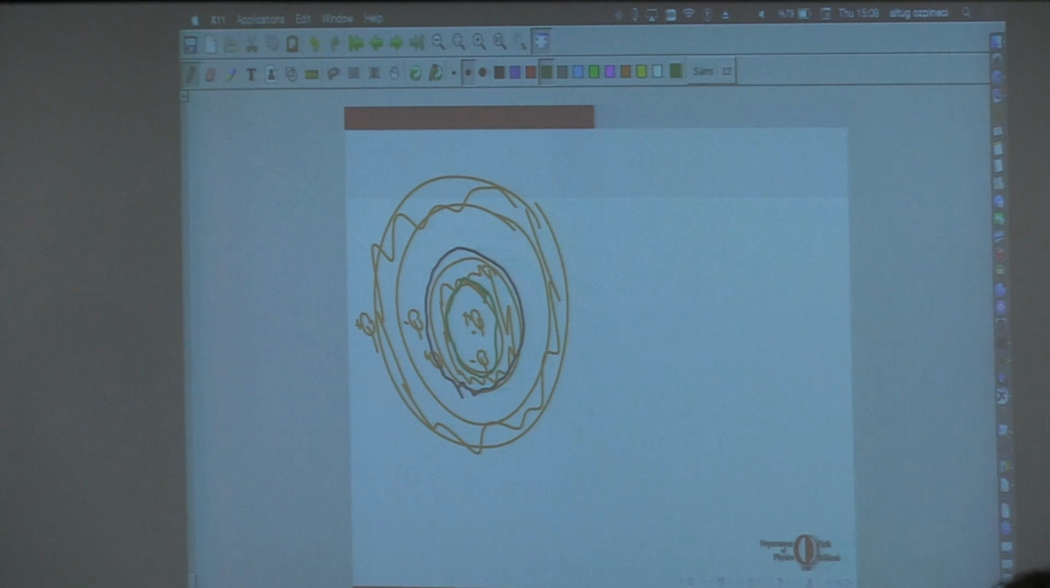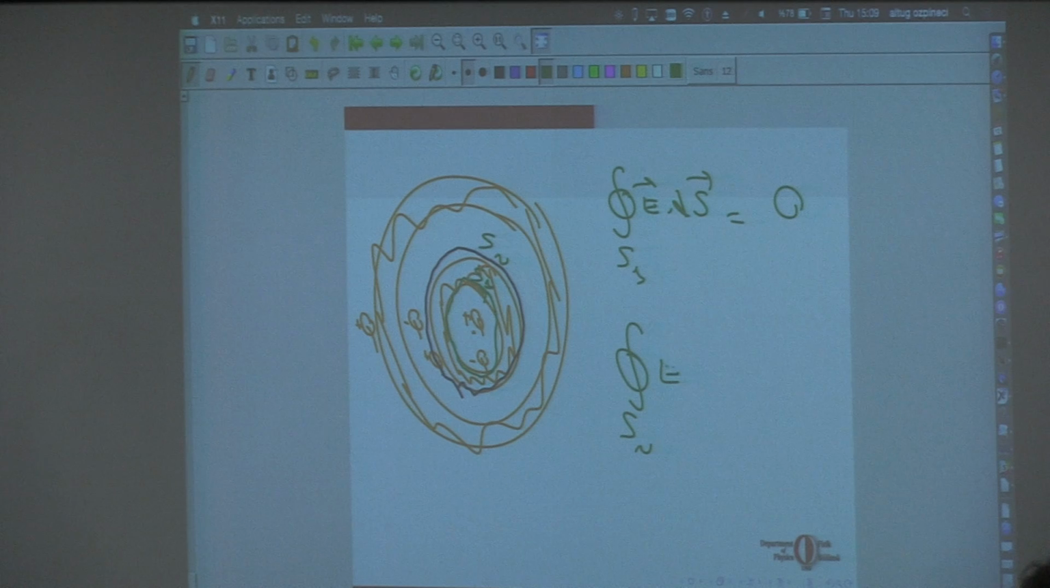Okay. Now, you are taking S1, let's say, and S2. E dot ds on the S1 surface will be 0. And the integral on the outer surface will be equal to plus Q over epsilon 0. So from here, how do you switch to the potential difference? Now, how do you relate this?